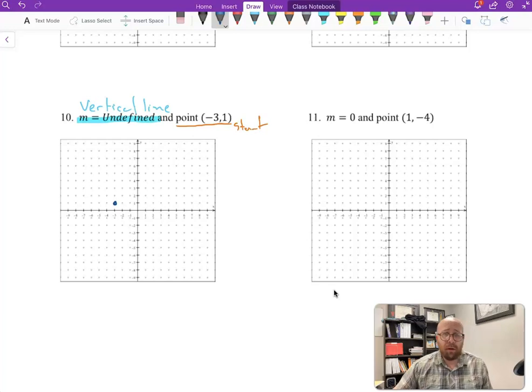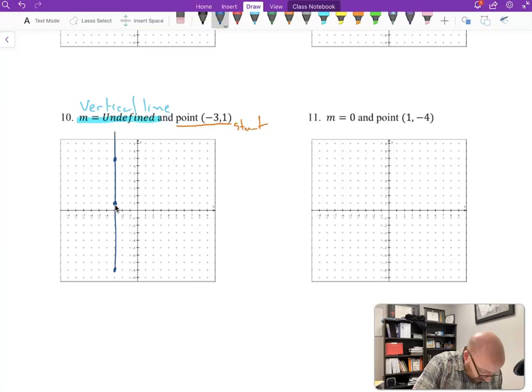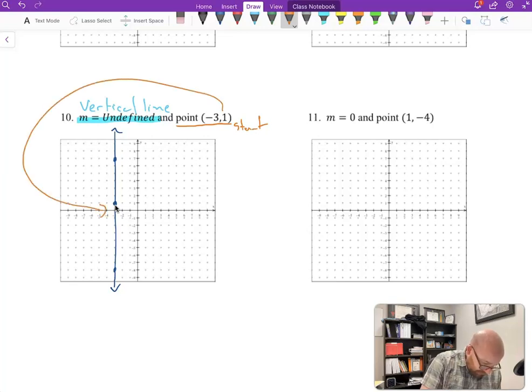So what does a vertical line through this point look like? Well, if I just draw some additional points, you could have this point up here. You could have this point down here. There's my vertical line through my starting point, which is right here, (-3, 1).